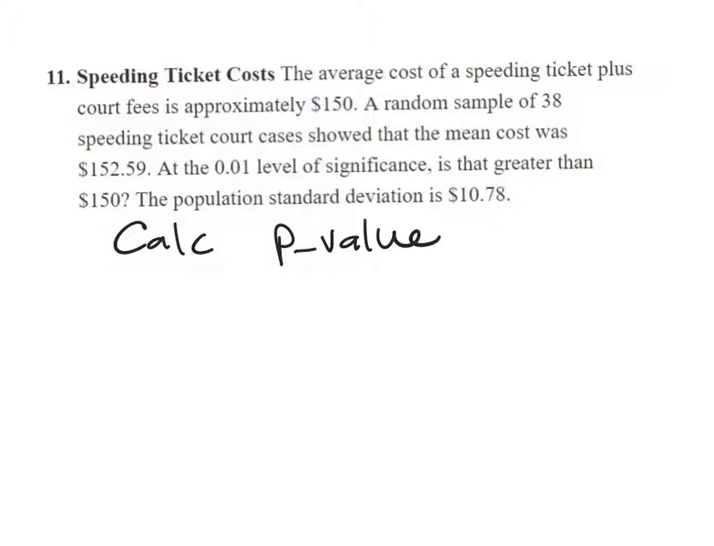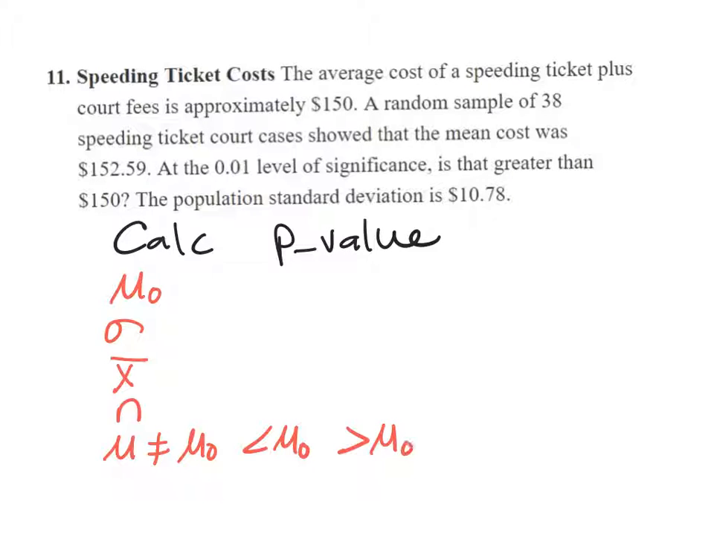We have stats and not data. You only use data if they give you a list of numbers that you put into a list. We have stats, which are already calculated for us. It asks for the following things: mu naught, sigma, sample mean, sample size. Then it asks which tail, and then it will ask you to calculate.